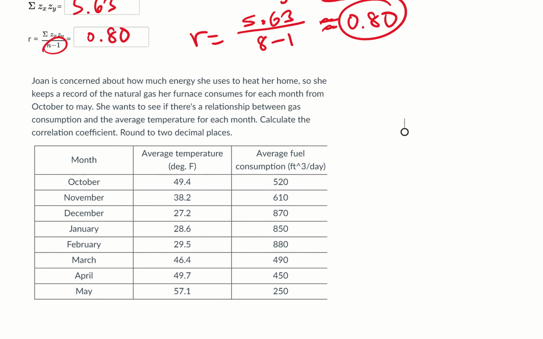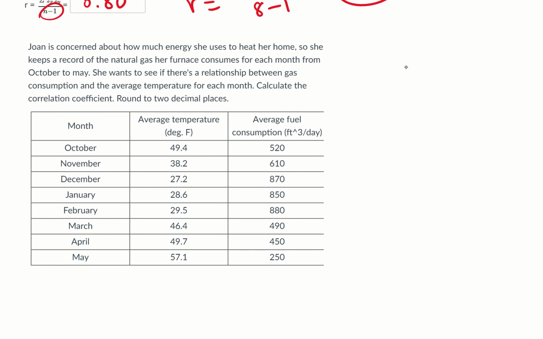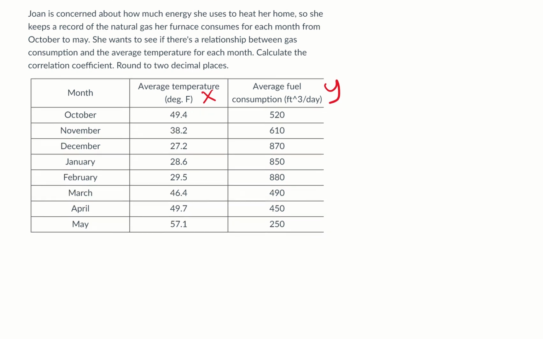So we're going to be doing the same thing here. We're thinking that the average temperature is going to influence the average fuel consumption. So this is going to be X, this is going to be Y. Maybe in this case, the lower the temperature, the higher the fuel consumption, because you have to heat up the home, right? So you're going to need more heat, more energy, per cubic foot per day whenever you have lower temperatures.